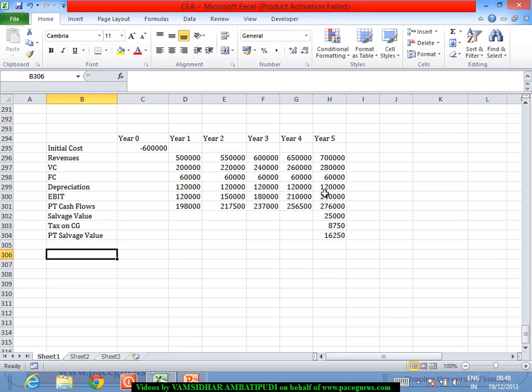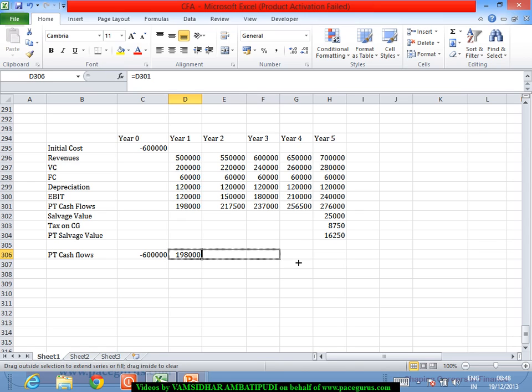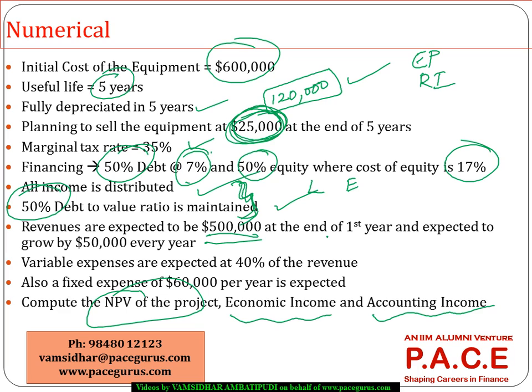So if I have to find out the total after-tax cash flows for the entire project, the initial year cash flow is going to be 600,000, whereas for the next 4 years, these are the numbers. Fair enough. And for the last year, this is going to be this number plus this number.